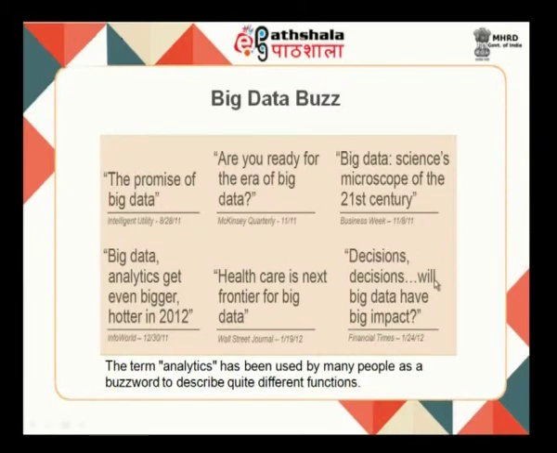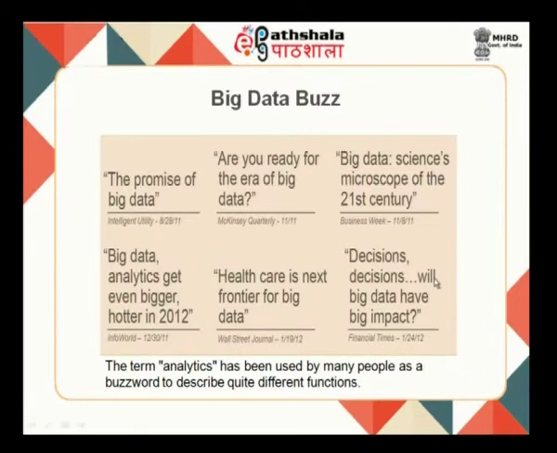Sometimes people say big data is the science microscope of the 21st century, and this is one phrase that has been published in Business Week in the year 2011. Decision making is an important process in business, and people have identified that big data is going to create a great impact in decision making process, and this was published in the year 2012 in Financial Times. So, the term analytics has been used by many people as a buzzword to describe quite different functions.